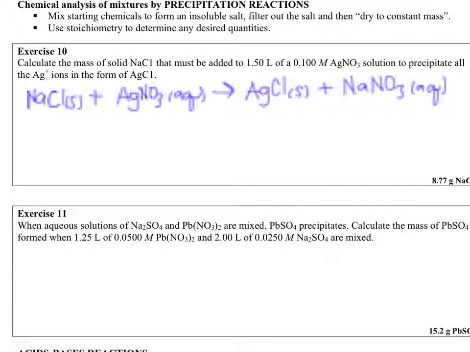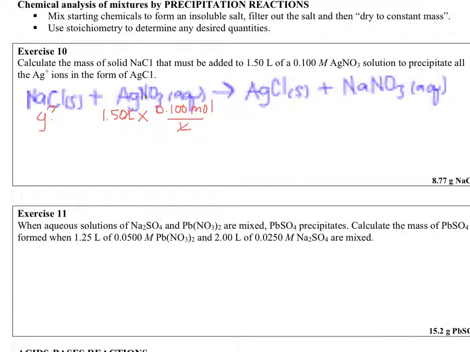We need to calculate the mass of solid sodium chloride. I need grams of sodium chloride that must be added to 1.5 liters of a 0.1 molar silver nitrate solution. So hopefully you've remembered that if I take that volume, 1.50 liters, and I multiply it by concentration, which is moles per liter, 0.100 moles per liter, my liters cancel and I'll be left with moles of silver nitrate. So I need to convert these moles of silver nitrate to grams of sodium chloride.